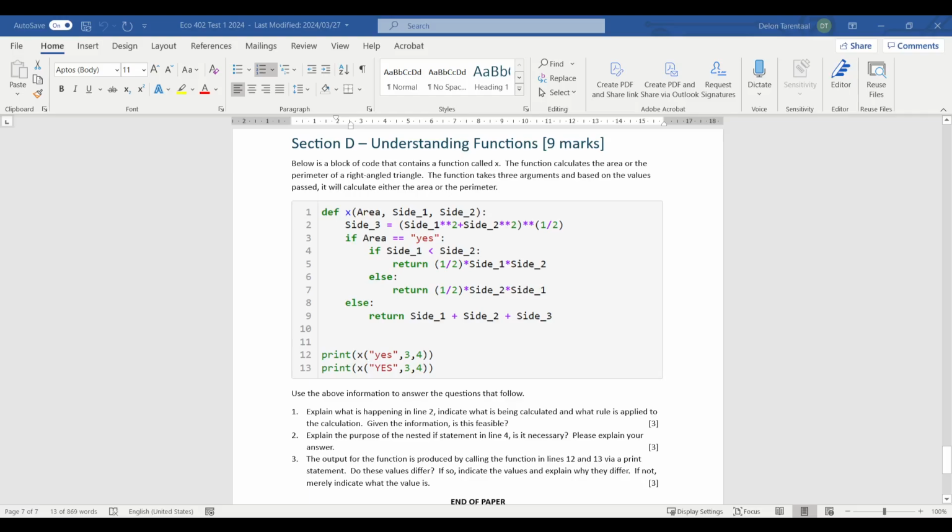C. Now that's going to calculate the area of the triangle. Okay, wait. So it's half. Yeah, half base, which is 4, times height, which is 6. Perfect. Then for line 13, what's the answer going to be? Right? So because it's case sensitive, it's going to calculate perimeter. So that's going to be 3 plus 4 plus 5, which is 12.